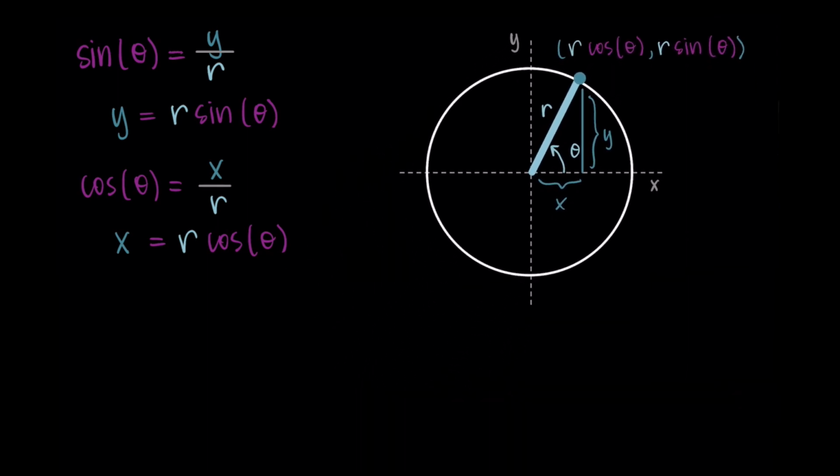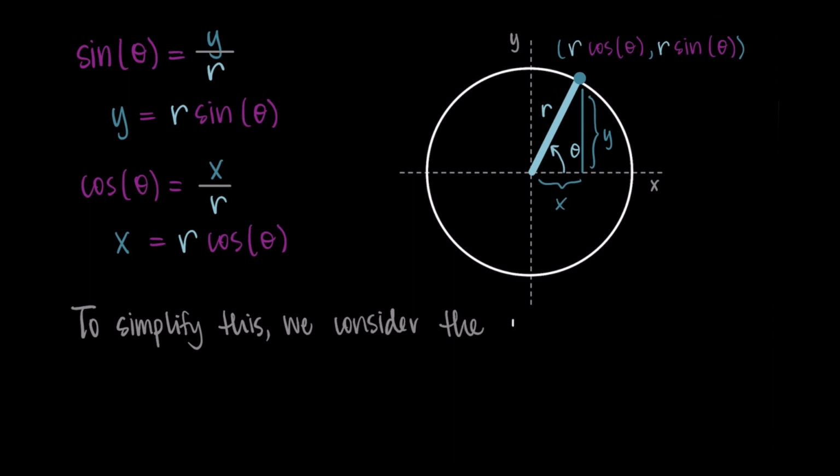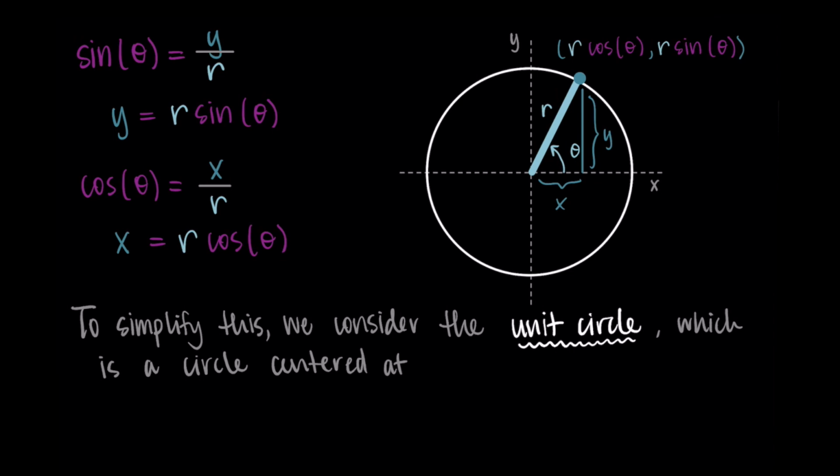So okay, in this circle we had a radius of r, but we like to make things as simple as possible in math, especially when we're trying to define things for the first time. So to simplify this whole situation here, we're going to consider the unit circle. So the unit circle is a special circle. It has a radius of 1. In math, when you hear the word unit, it often corresponds to the idea of 1, whatever that 1 is. And so here our unit circle has a radius of 1, and it's centered at the origin. So centered at 0, 0.